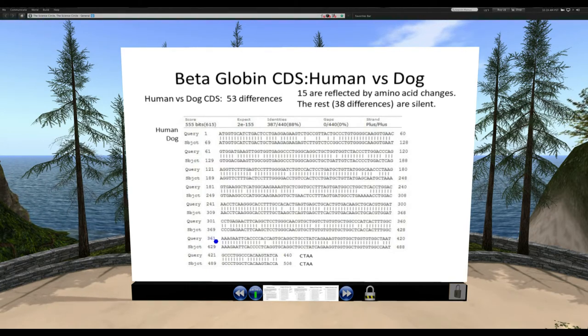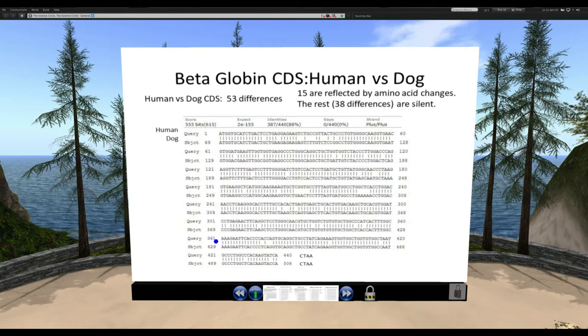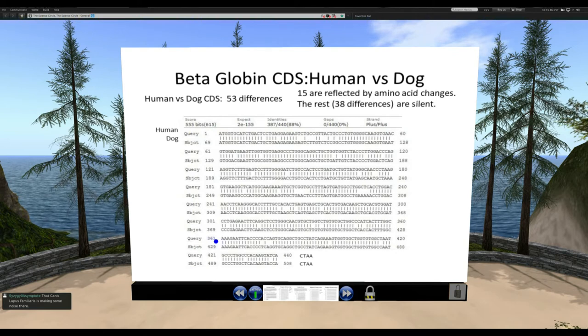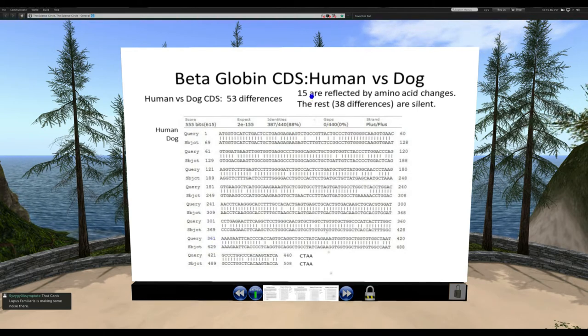Okay, so this is the beta globin coding sequence in humans and in dogs. And you can see there are a number of differences here. There are 53 differences, and 15 of those are reflected by amino acid changes.